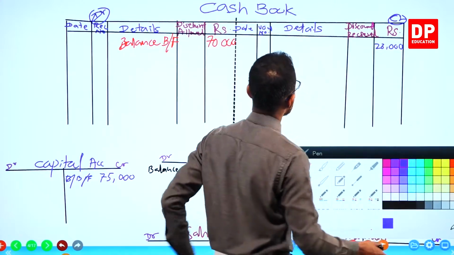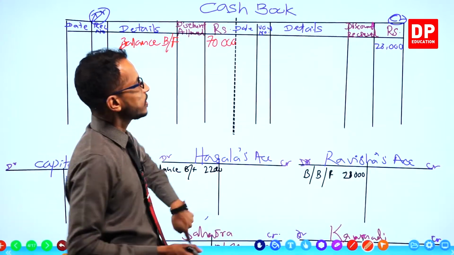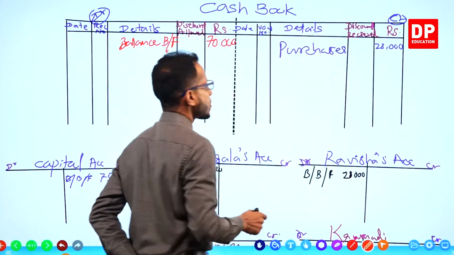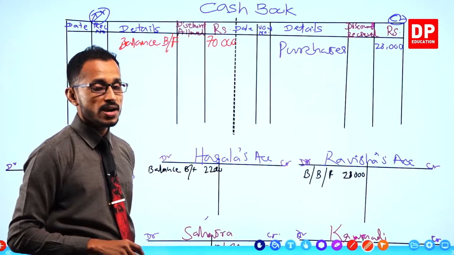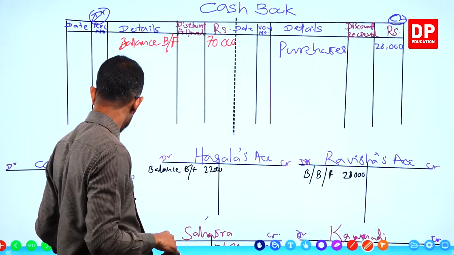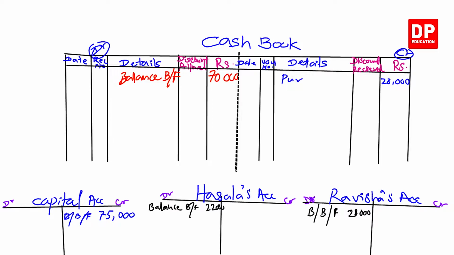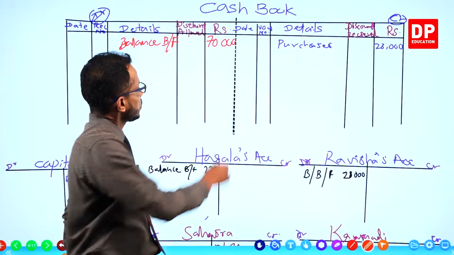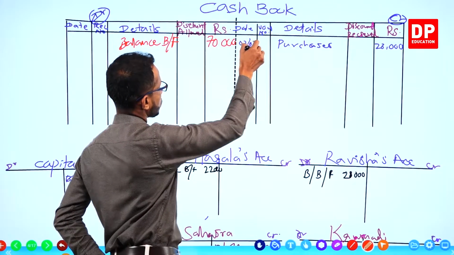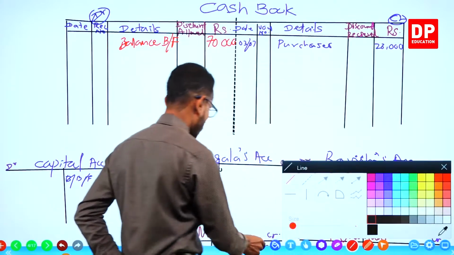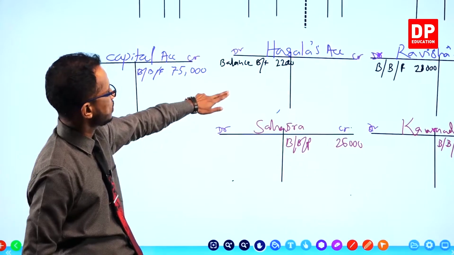We know that cash book should be credited and purchases account should be debited. That means we should draw a purchases account. Date is 3rd. Let's go and draw a purchases account. Where? Let's draw it right here.